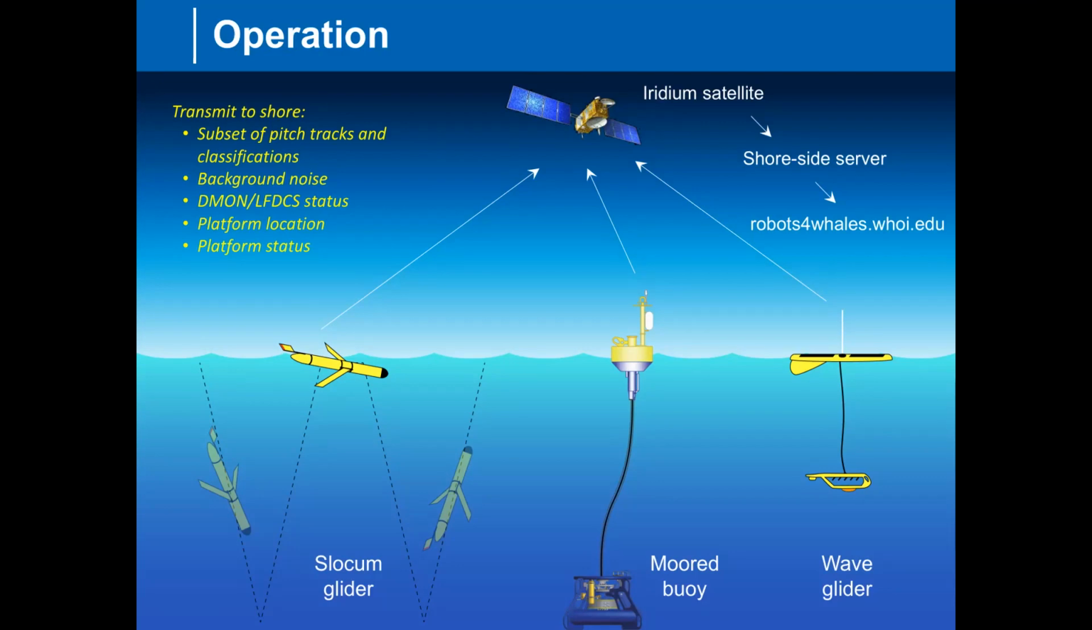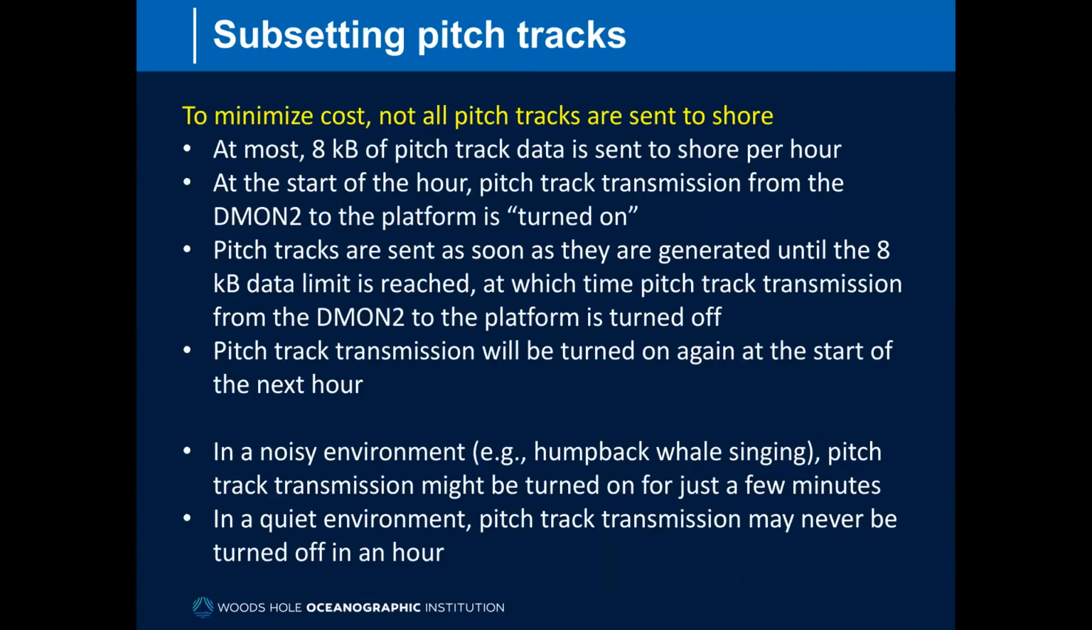So in order to avoid that, we limit the pitch tracks, but we limit it in a particular way. I was going to say a peculiar way, but I think it's just particular. During any given hour, at most 8 kilobytes of pitch track data is sent to shore. At the start of the hour, pitch track transmission from the DMON2 is turned on. For every pitch track you get from then on, you just increment a counter for how many bytes the pitch track data consume. And when that counter gets to 8 kilobytes, you stop transmission. You turn off the pitch track transmission.